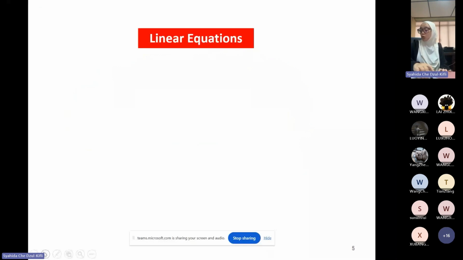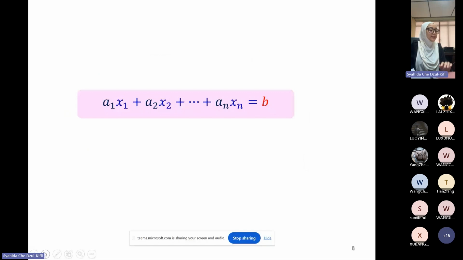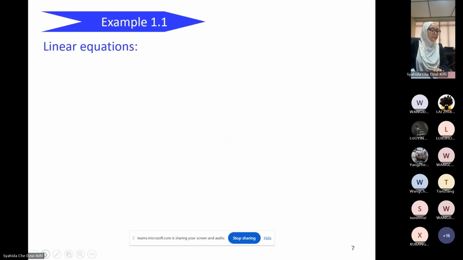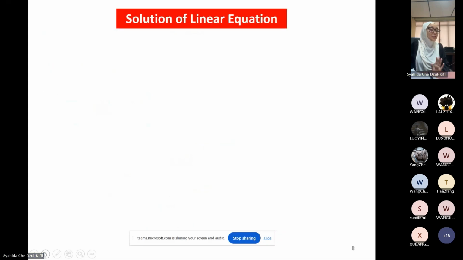Okay, so we have seen this topic. This is the general form of a linear equation with n number of variables. And here are some examples. Solutions of linear equation. Let me just do some recap.